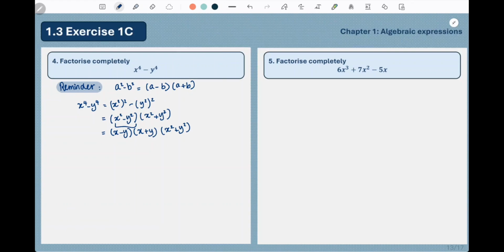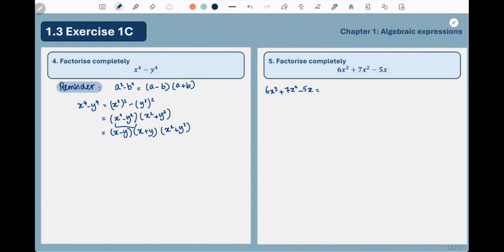Can we factorize it any more than this? The answer is no, and we're done with this one. So let's move on to the next question. This one, I'm going to write it first, then we can work on it.